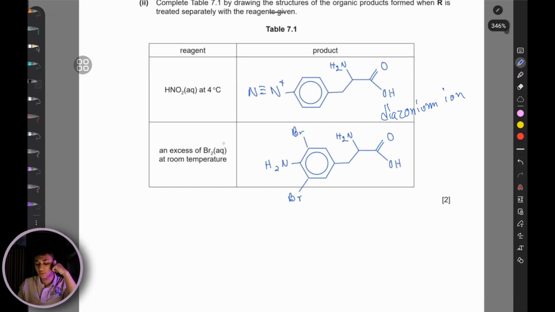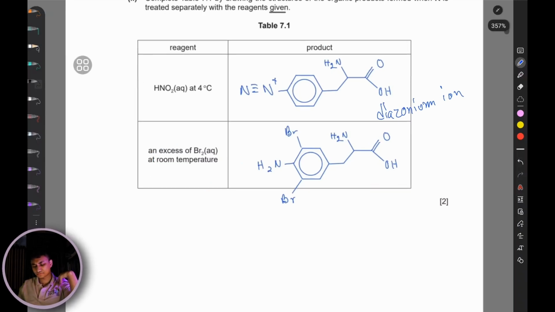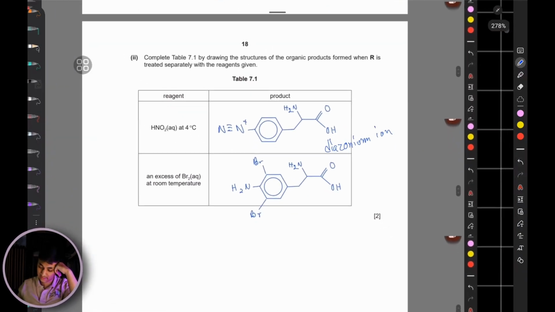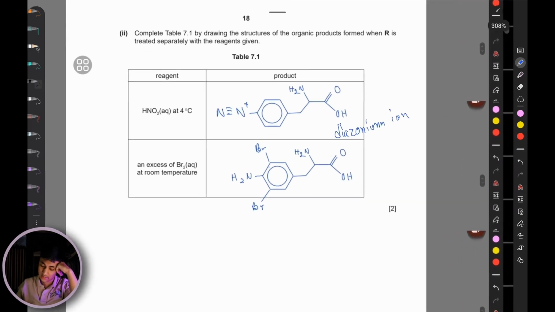Now the next one is excess aqueous bromine at room temperature. Okay, so room temperature bromine. Now NH2 has an electron donating effect, hence it's going to activate the 2 position and 6th position, and this position is occupied, so nothing is going to happen over here. Hence what's going to happen is the Br group is going to be attached in the 6th and 2nd position.